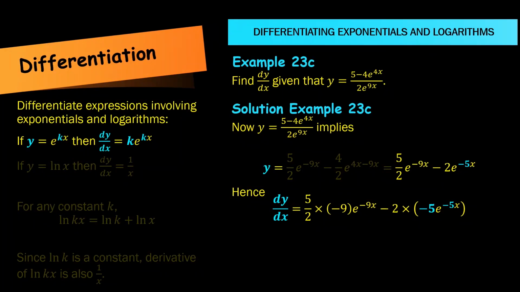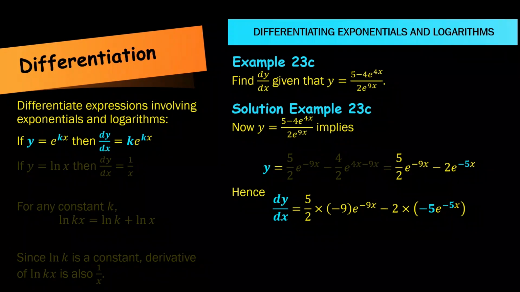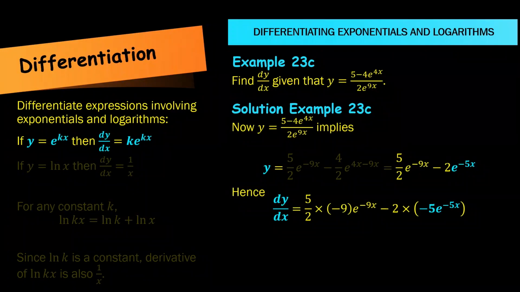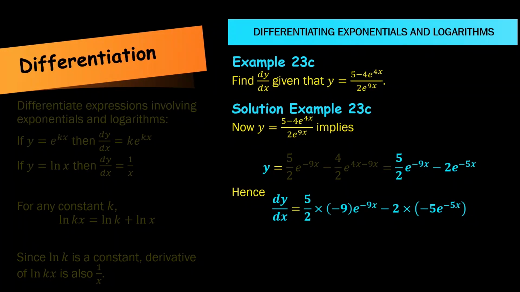So now let's tidy up. And so we have minus 45 over 2 times e to the power minus 9x plus 10 times e to the power minus 5x.